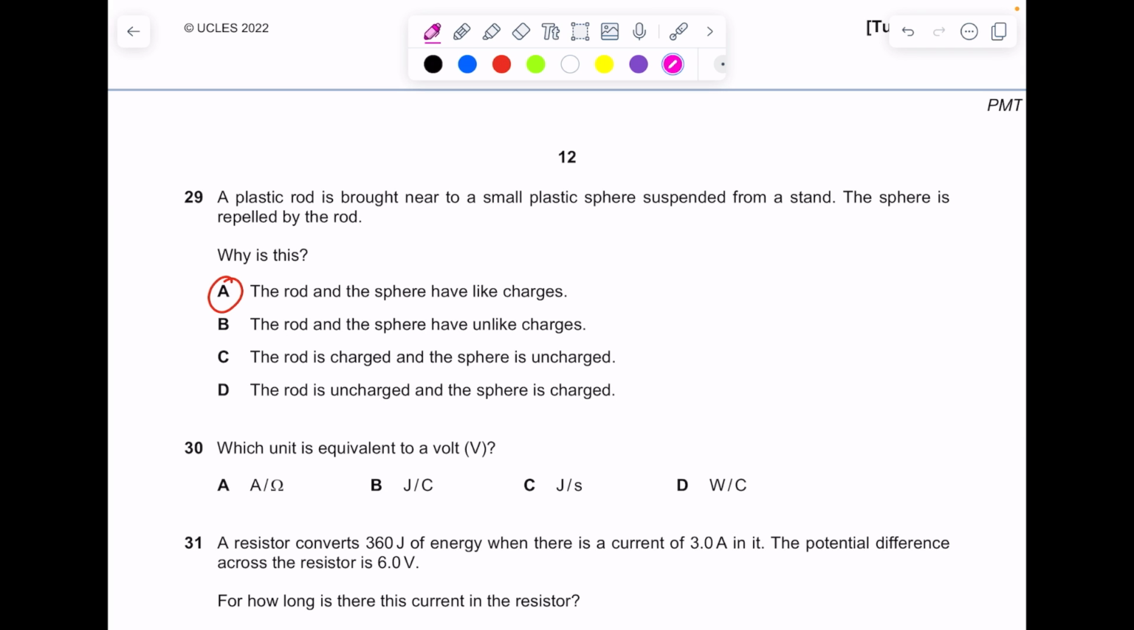Which unit is equivalent to a volt? The way you do this is by considering equations that have voltage or potential difference in them. So voltage is current times resistance, which means it's the same as A ohms. That's not an option because that's not the same, so we'll look for another equation. Here's PIV, which states that voltage is power divided by current, so that's watts divided by amps. That's also not there. Now let's look at EVQ, which states that voltage is energy divided by charge, so that's joules divided by coulombs. Phew, we're finally there, it's B.